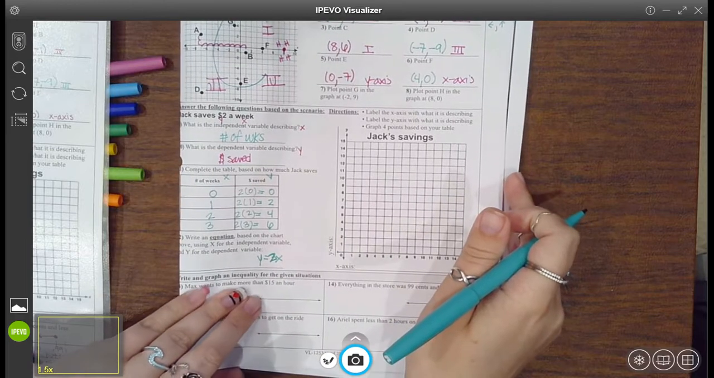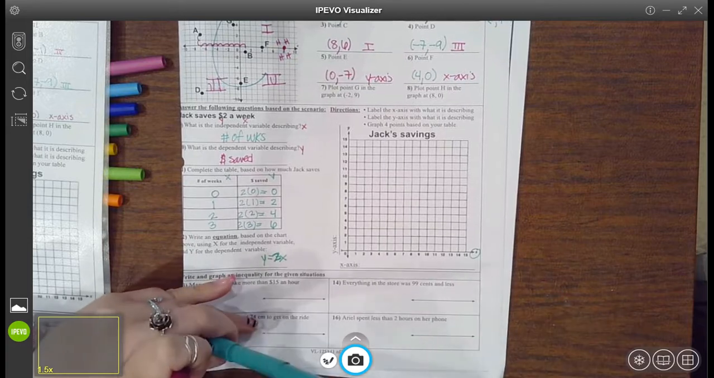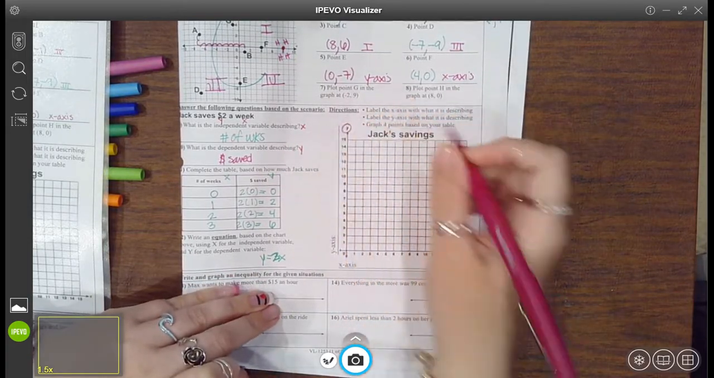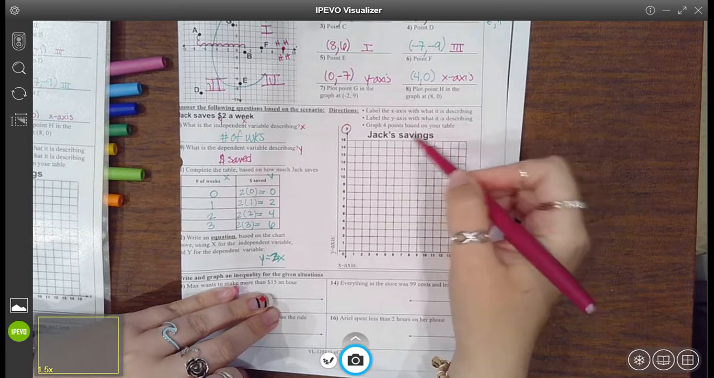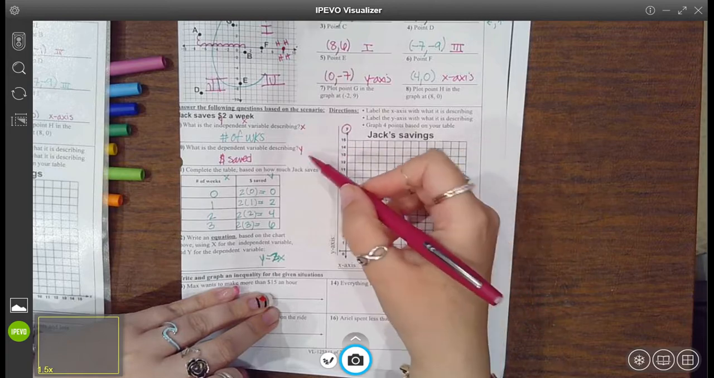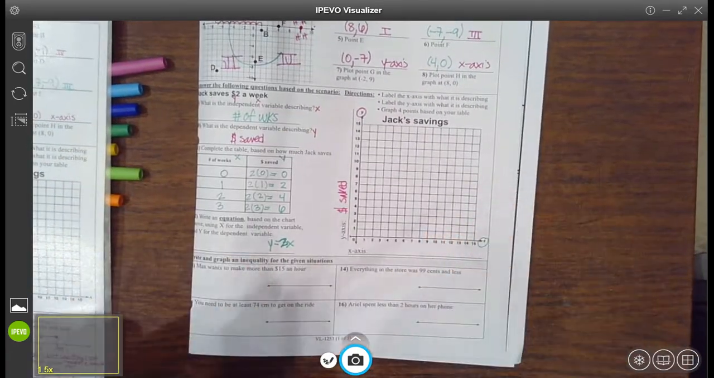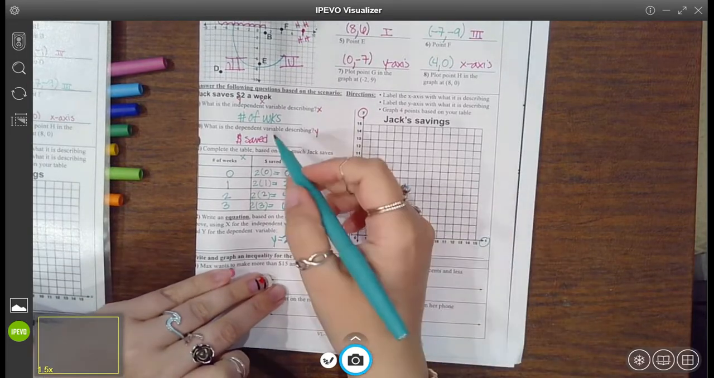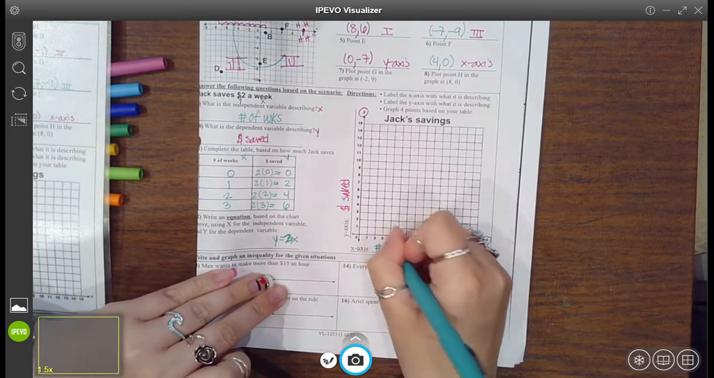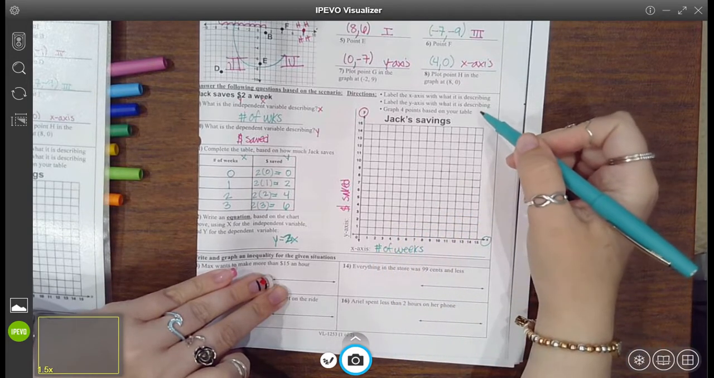Okay, now we said that the independent variable is always the X, and the dependent variable is always the Y. So if it tells you to label the X and Y axis, you're not just labeling X and Y. That's already done. You're saying, what is it talking about? Well, the Y is talking about the money saved. So let's label that as the money saved, or the total money saved. The X axis was talking about the number of weeks. Okay, so I labeled the X axis, I labeled the Y axis.